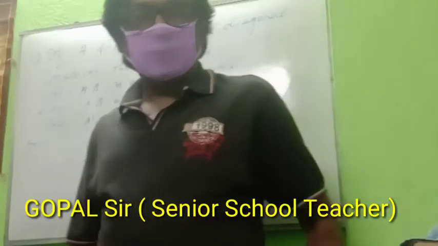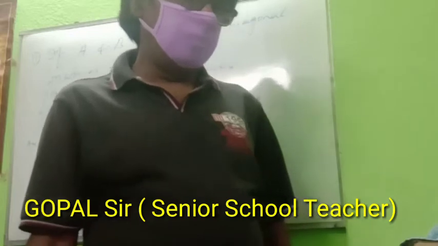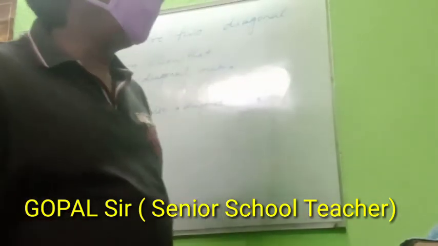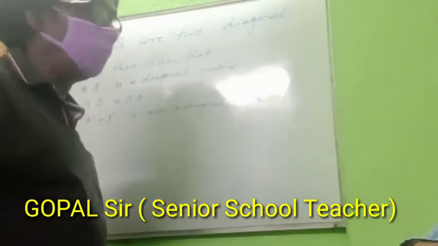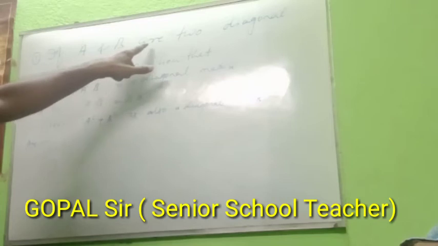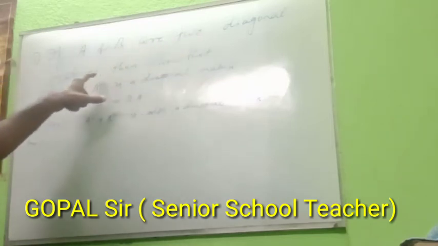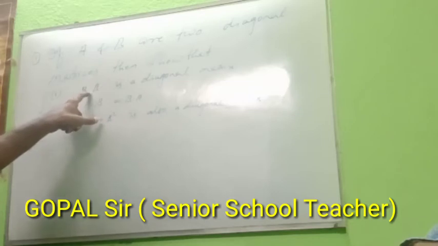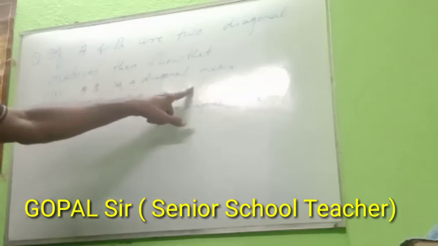Last class I started matrices, but I have not done many sums. Today I am doing one important sum related to matrices. If A and B are two diagonal matrices, then show that A into B is a diagonal matrix.